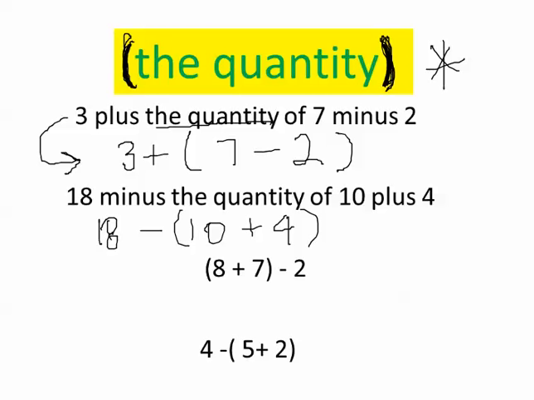I wrote these on here so that we could say how they turned out. I'm not going to write the words, but I will say the quantity of 8 plus 7 minus 2. Down here, we would say 4 minus the quantity of 5 plus 2. I can also say 4 minus the quantity of the sum of 5 and 2. So it's just a little bit different way to say it, but meaning the same thing.